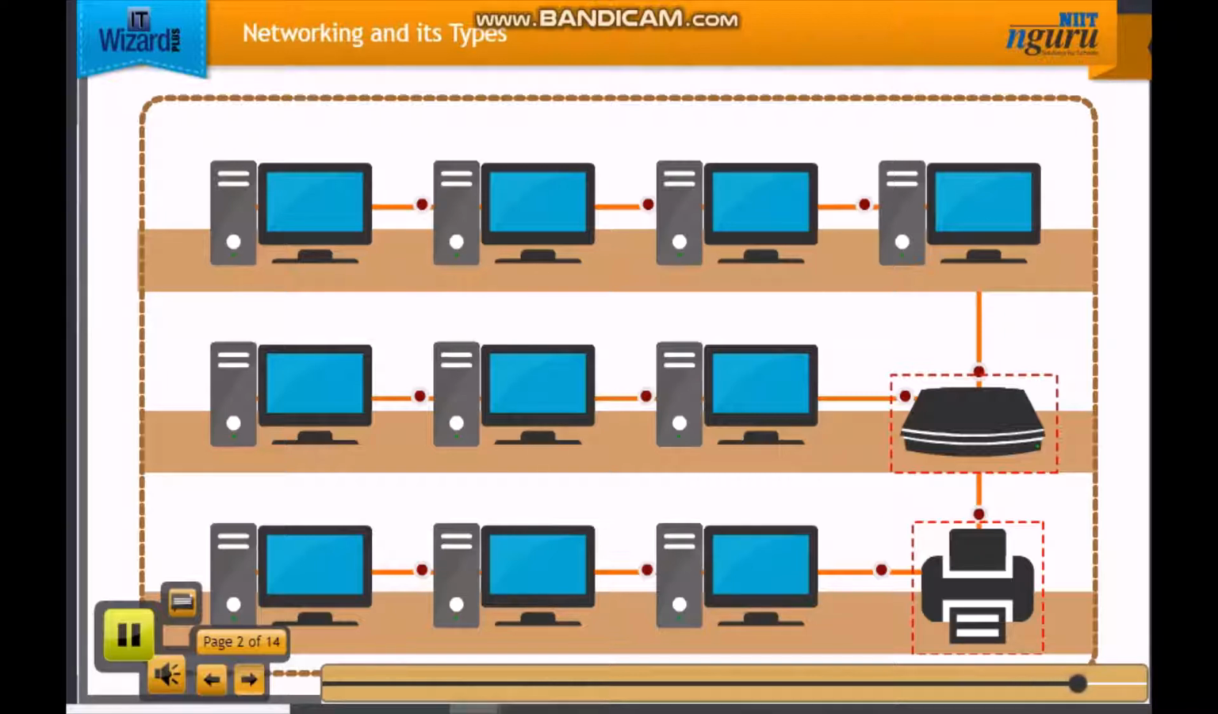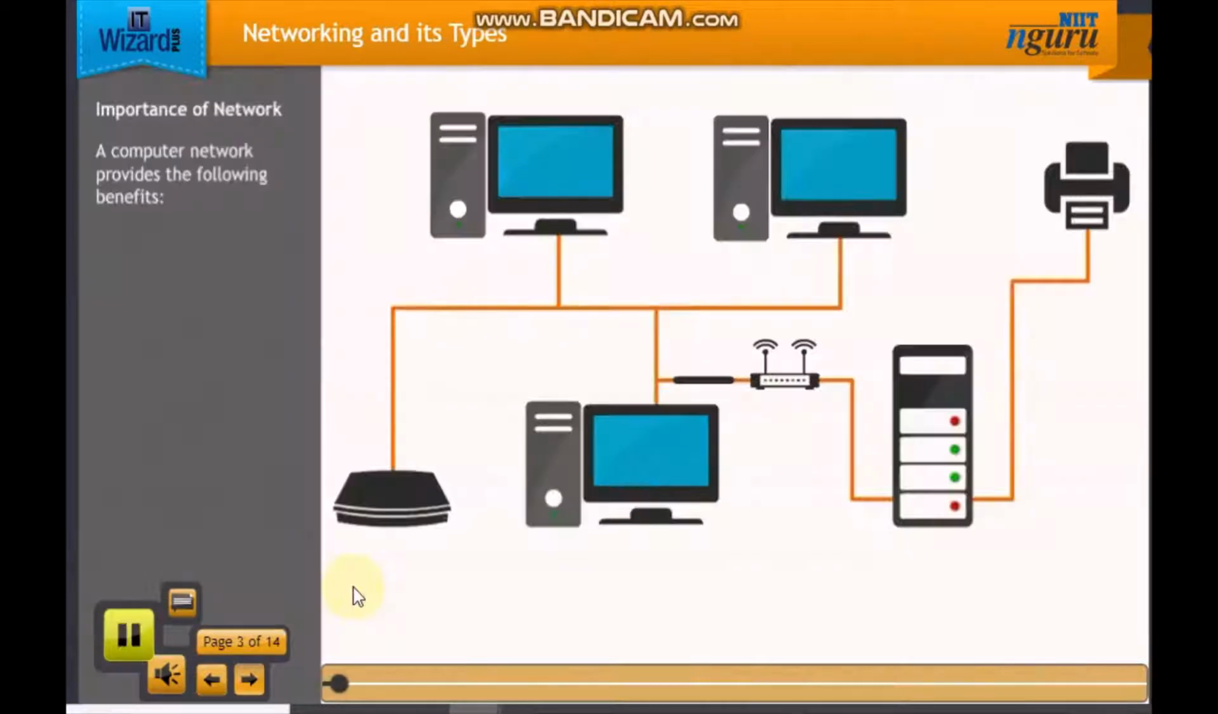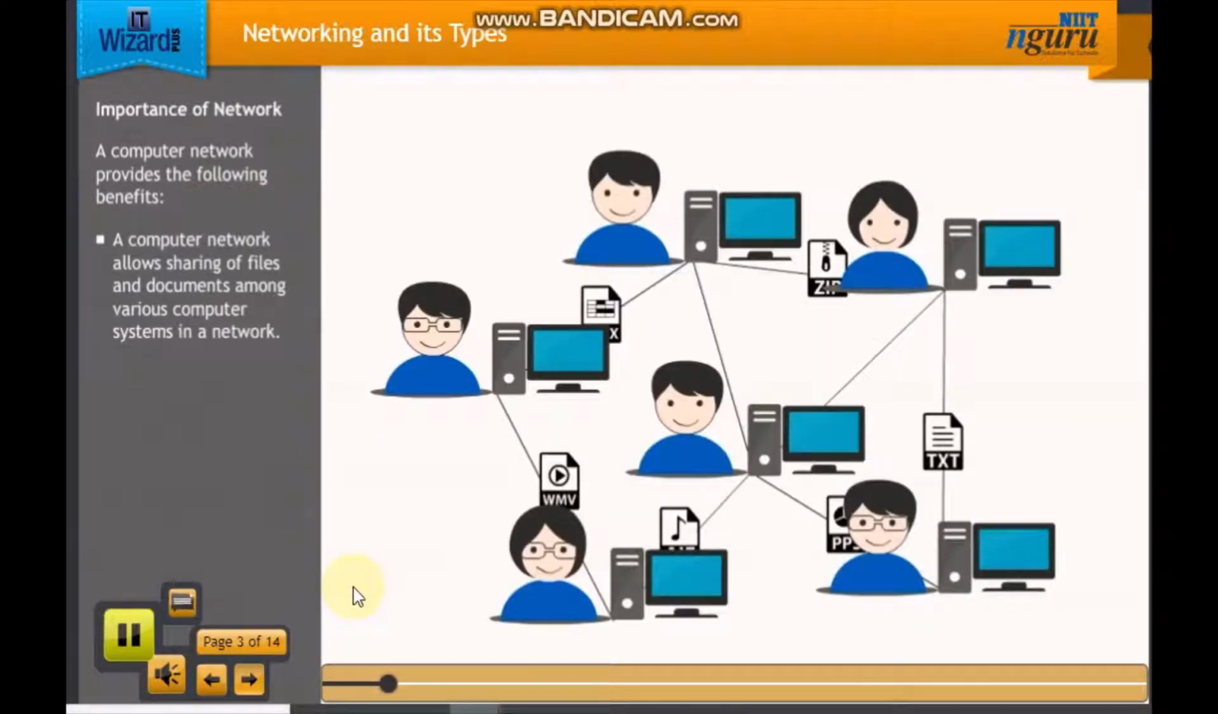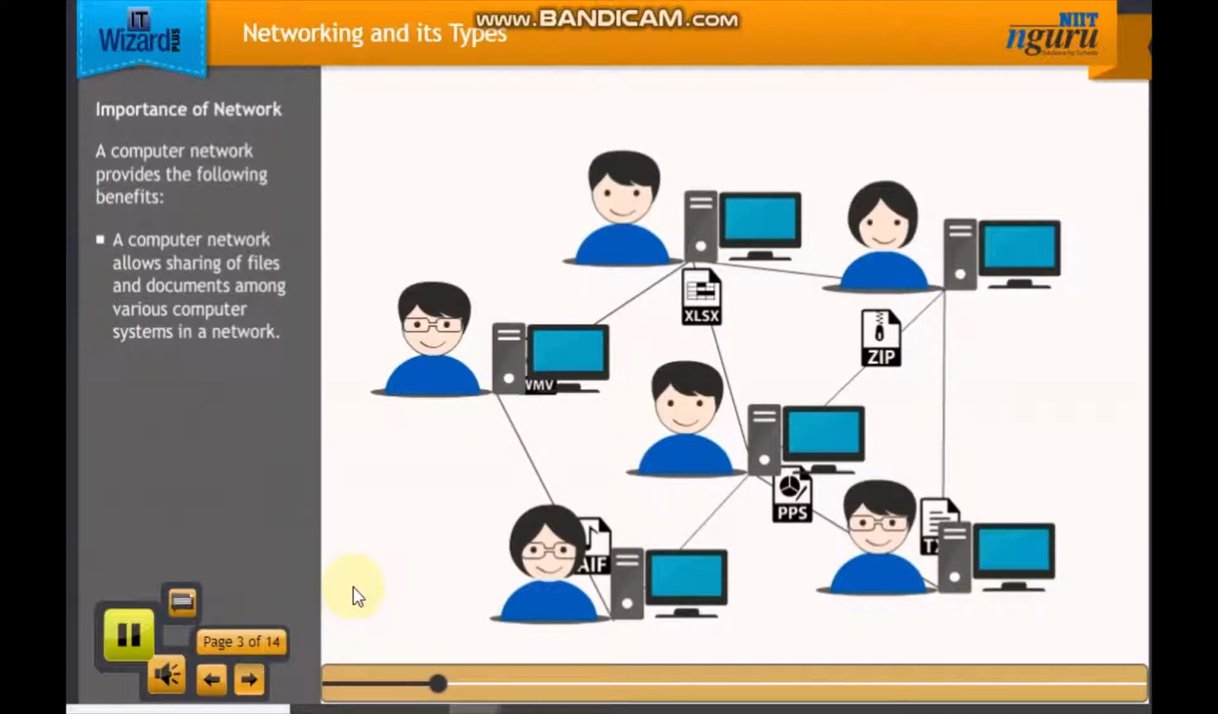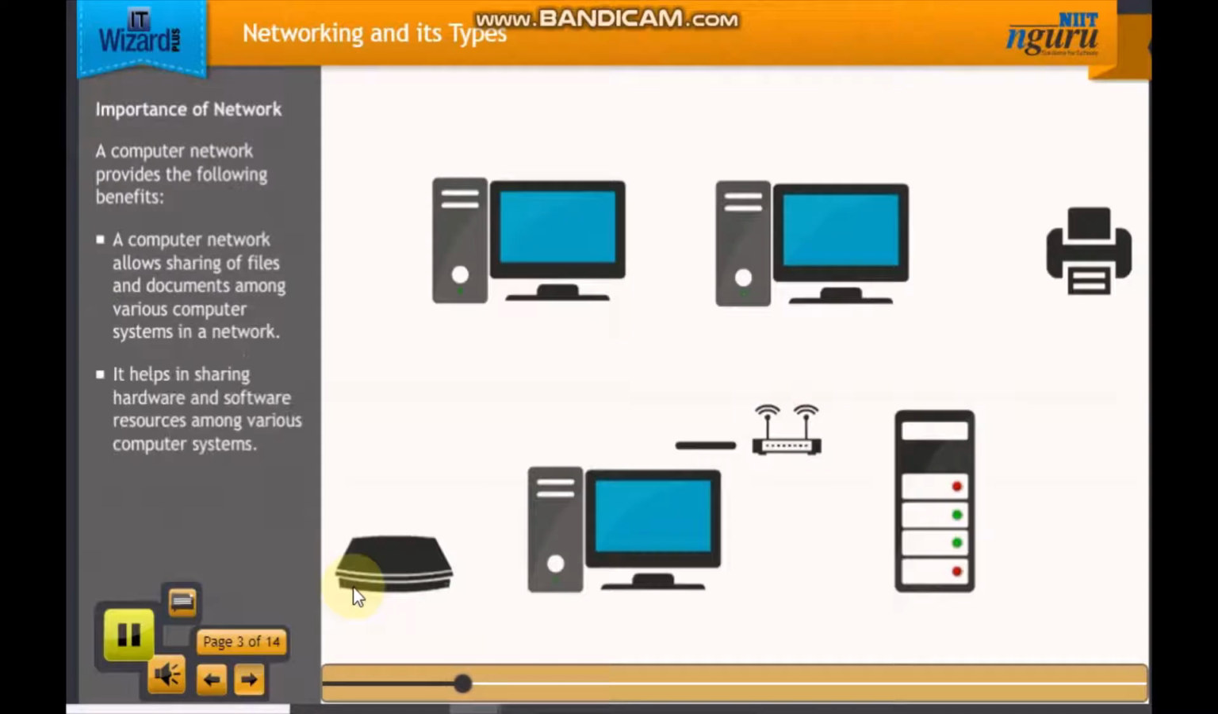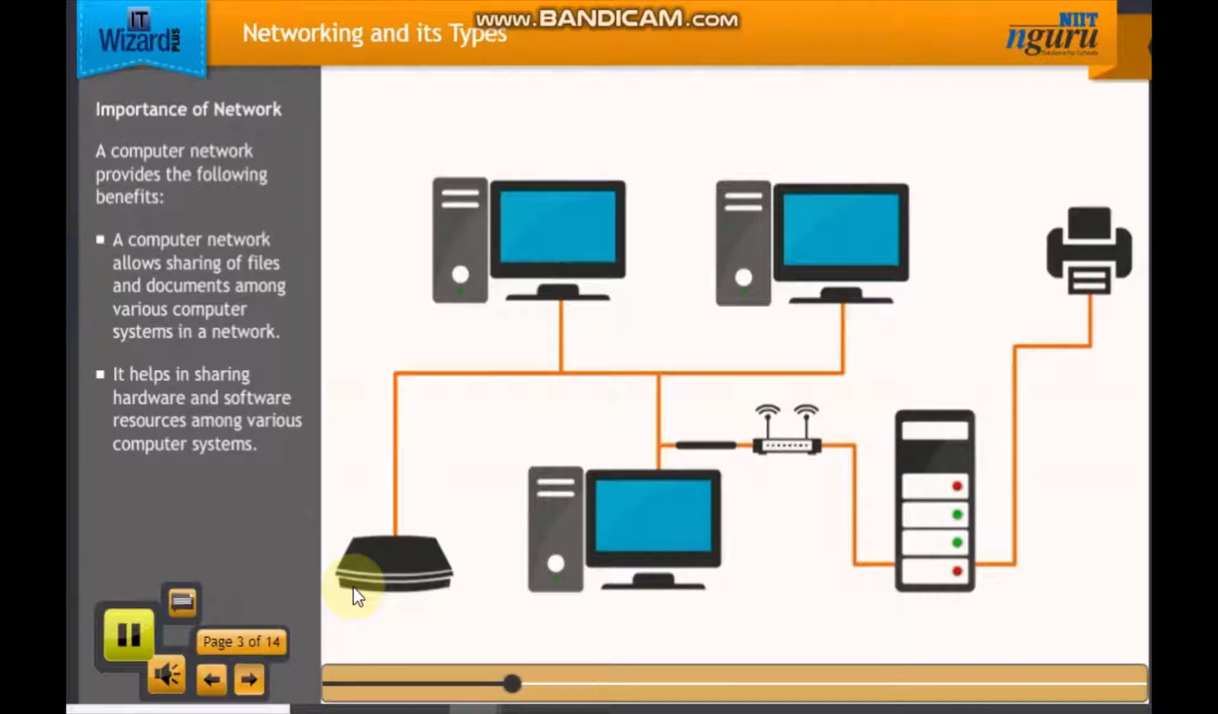After understanding the computer network, let us further explore its importance. A computer network provides the following benefits. A computer network allows sharing of files and documents among various computer systems in a network. It helps in sharing hardware and software resources among various computer systems. For example, with the help of networking, several computer systems can be connected to a printer. So, a single printer will be sufficient to perform the task.